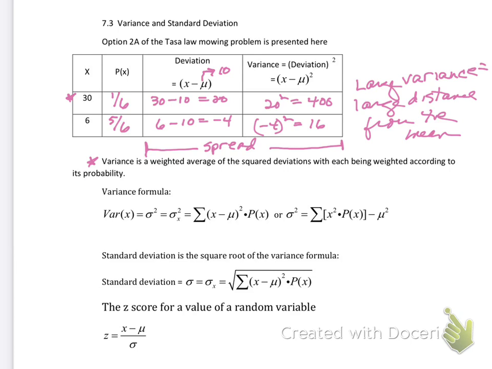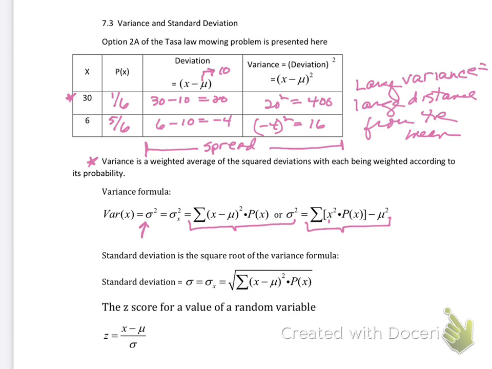So here is your variance formula. First off, this is sigma squared, that's what it's called. You could take the sum of all the deviations squared times the probability. Or you can take the sum of the x squares times the probability and subtract mu squared. Either way, you would get it if you did this by hand.